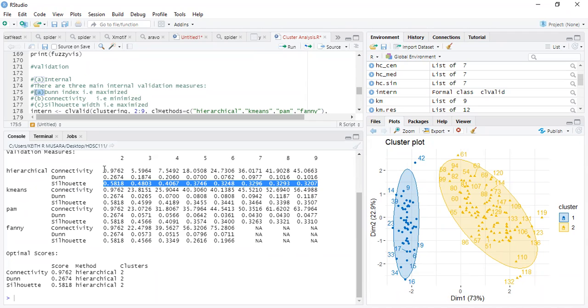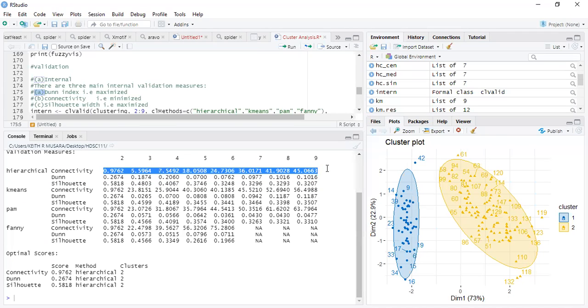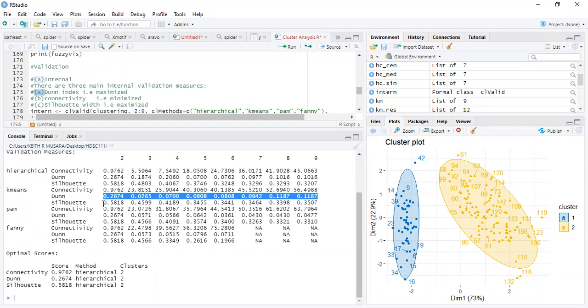Then you look at connectivity. The one that has been minimized is at which level? It's at k equals 2. So you realize that for hierarchical, where they use connectivity, Dunn, and silhouette width, it's suggesting that 2 is the optimum number of clusters. Let's go again to k-means. We're looking at the Dunn index, where it's maximized. It's 2 clusters. And then silhouette width, where is it maximized again? It's 2.